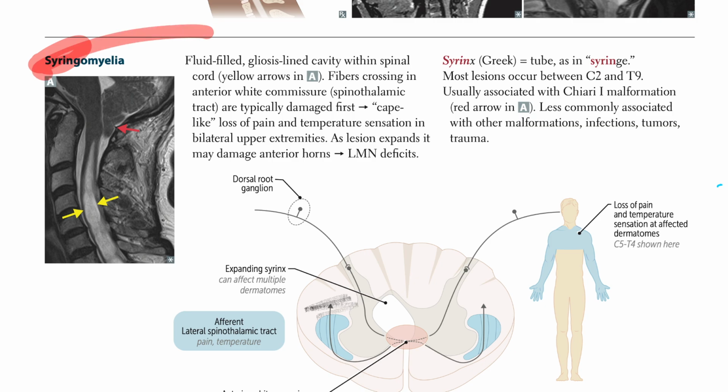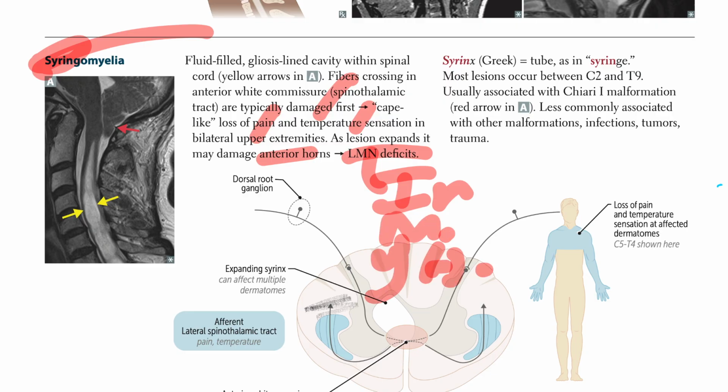Spinothalamic tract, pain, temperature, out, anterior horn, lower motor neuron deficits, in which case what you're going to have, high yield, is the intrinsic muscles of the hand are going to be atrophied, and flaccid paralysis for sure. And if you were to mess up the lateral side, you're going to have a Horner syndrome.